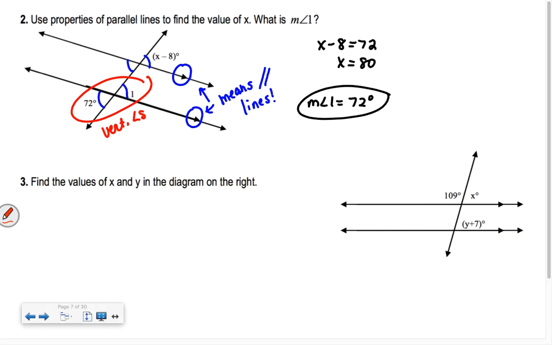All right, so number 3. It says find the values of x and y in the diagram on the right. Okay, so again, we have parallel lines because we have these little markings here. And we never want to create an equation that has both x and y if we can avoid it. Why do I not want to create an equation with both x and y?